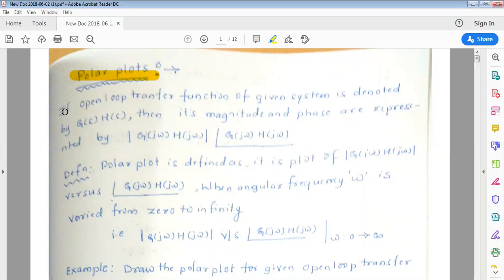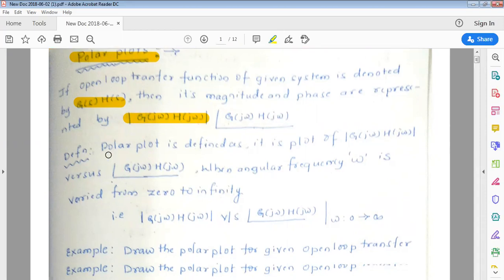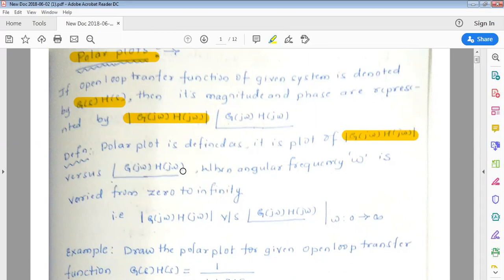The definition goes: if the open loop transfer function of a given system is denoted by G(s)H(s), then its magnitude and phase are represented by the magnitude of G(j omega)H(j omega) with an angle of G(j omega)H(j omega). So the polar plot is defined as the plot of the magnitude of G(j omega)H(j omega) versus the angle of G(j omega)H(j omega) when the angular frequency omega is varied from 0 to infinity.